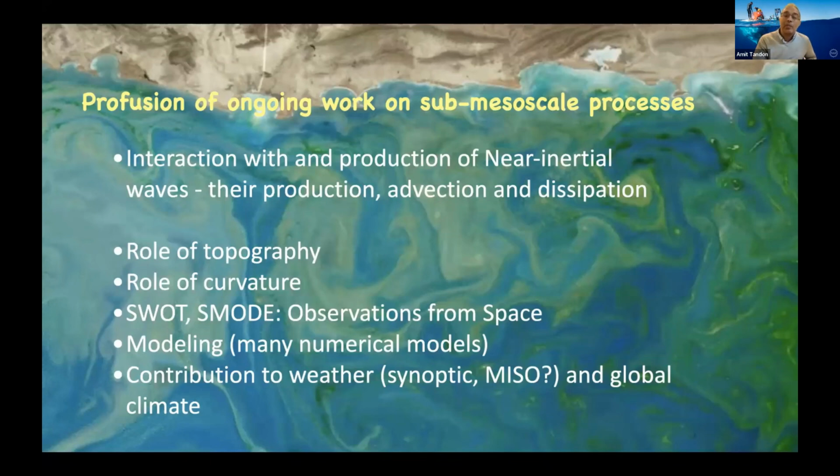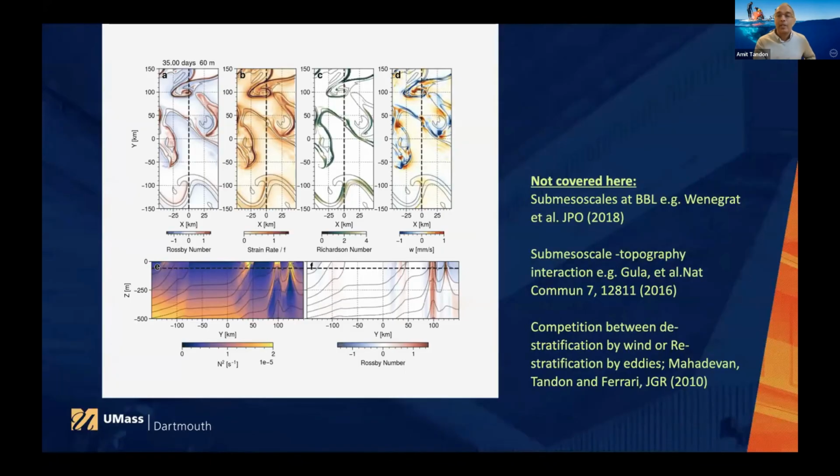Another topic I didn't talk about was the interaction of these processes with near inertial waves, and how the production of near inertial waves, their advection, and their dissipation is affected by sub-mesoscale processes, and vice versa. There's a feedback between the two. So just to end, I'm going to remind you of the things that I did not cover in this talk, and they're shown on the right here.